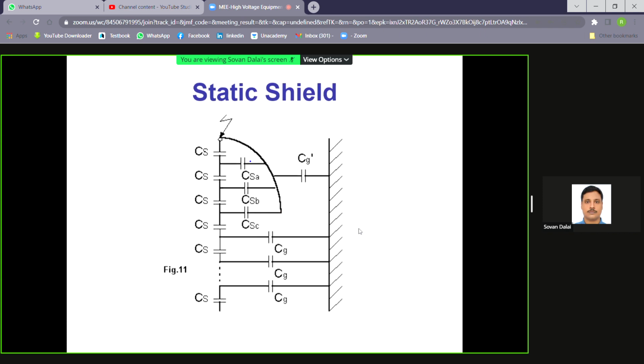Okay, just forget about that. If you don't know, then well. So this is basically the equivalent circuit of the transformer winding, where CS is the series capacitance and CG is the ground capacitance.